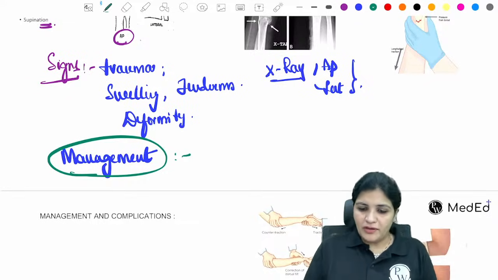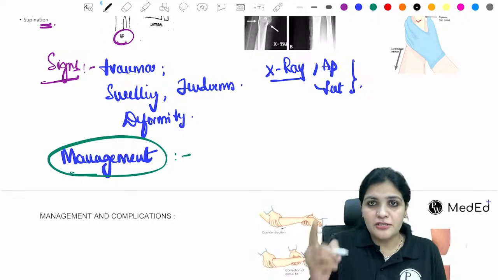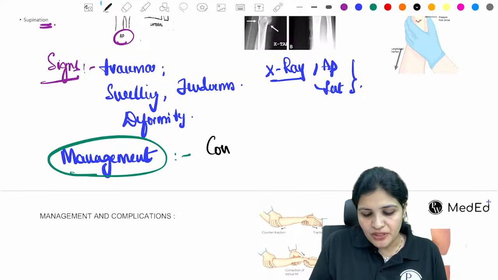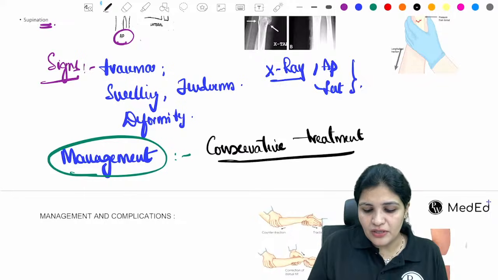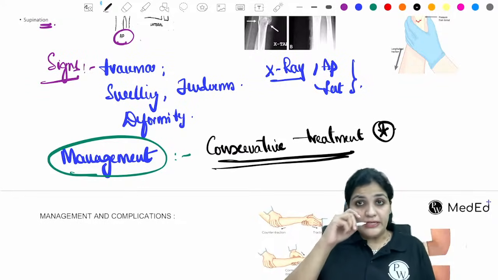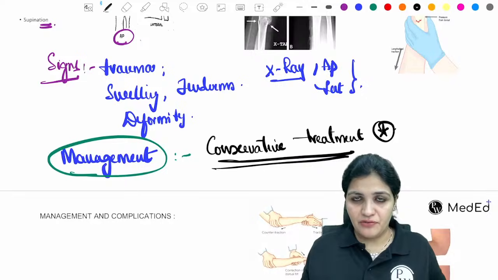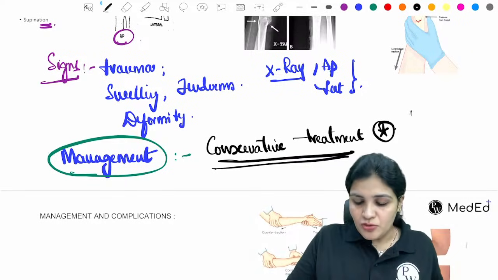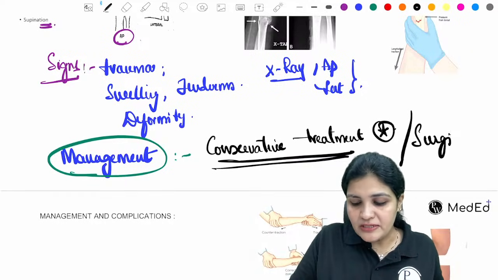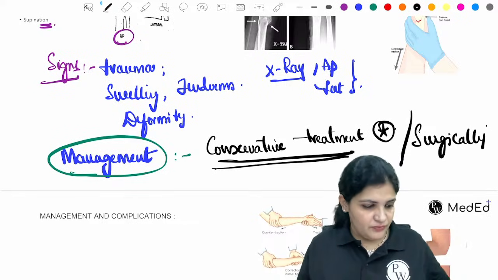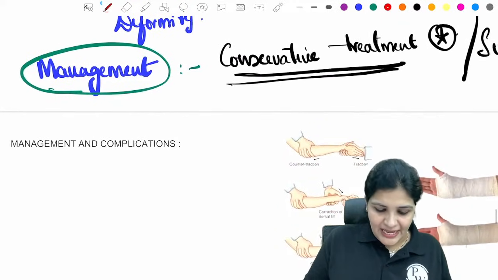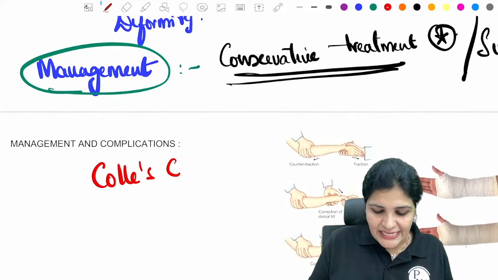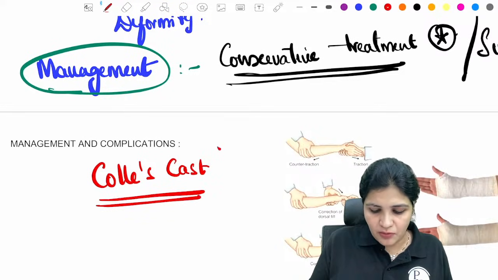In management, what is very, very important is, because this is not an intra-articular fracture, usually we go for what is called conservative treatment. Conservative treatment is nothing but we are not operating, so there is no surgical treatment. Usually we go for conservative treatment, but there is also surgical treatment. So we have to decide whether to go for surgical correction or conservative. Conservative is nothing but we put the Colles cast. This is called the Colles cast, and this is one of the favorite questions of the examiner.